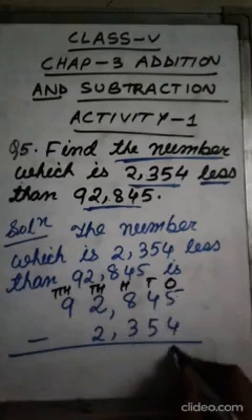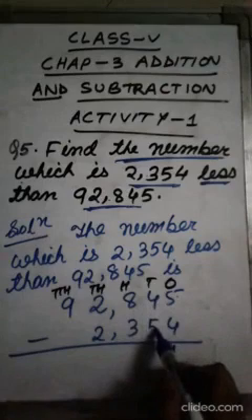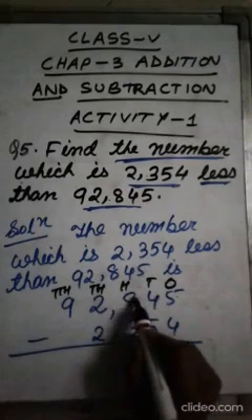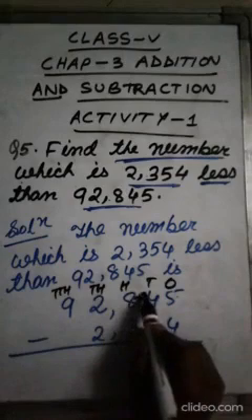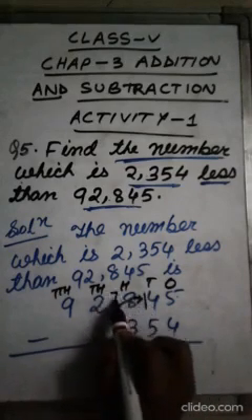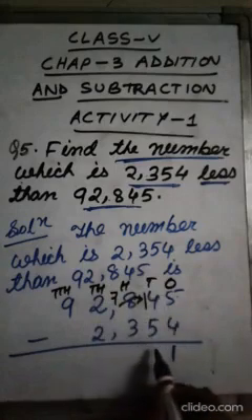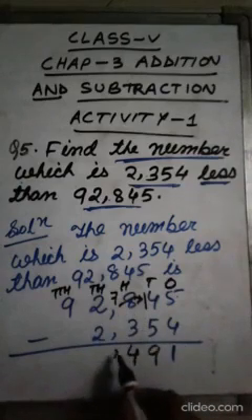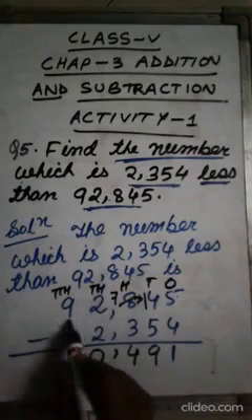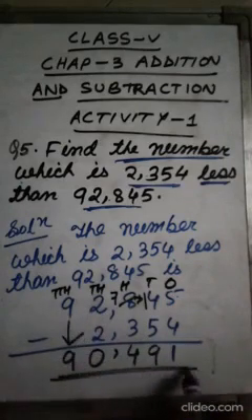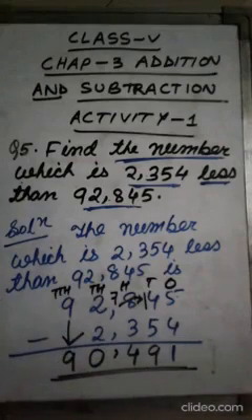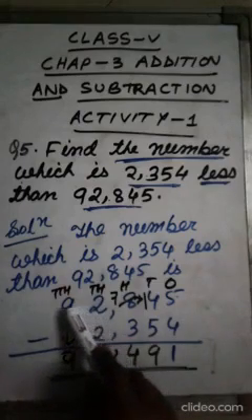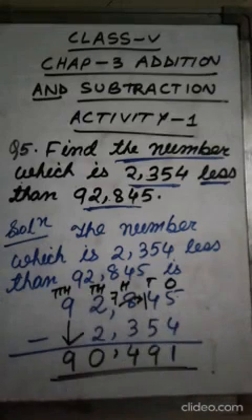5 minus 4, it is 1. Here you see that this number is greater than this. So what shall I do? I shall take 1 from this number. From 8 I have taken 1, so it becomes 14. 8 will become 7. So 14 minus 5 is 9. 7 minus 3 is 4. Then comma. 2 minus 2 is 0. 9 will come down. So your answer is 90,491. That means if we add these two numbers, we get this 92,845.